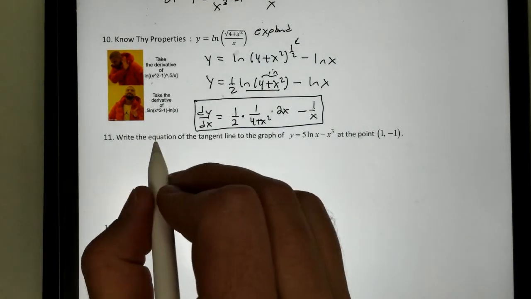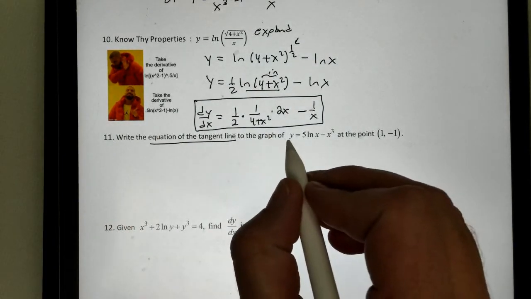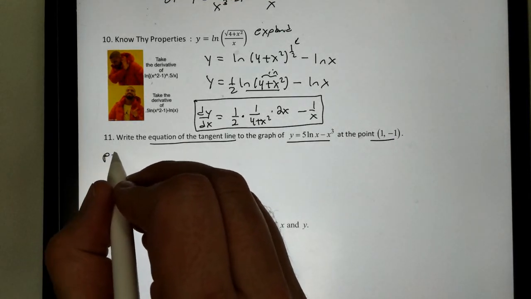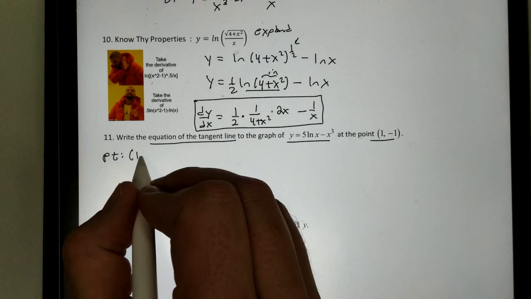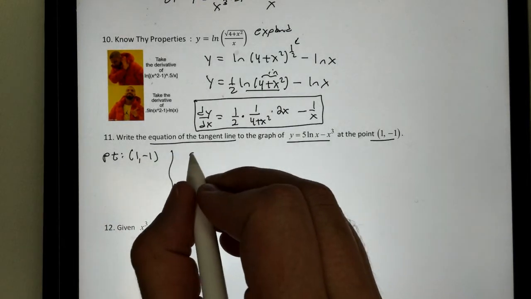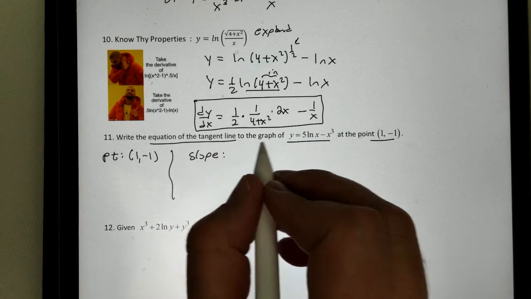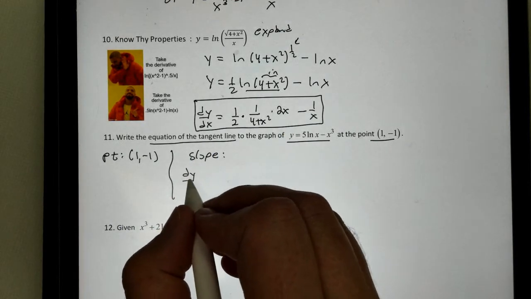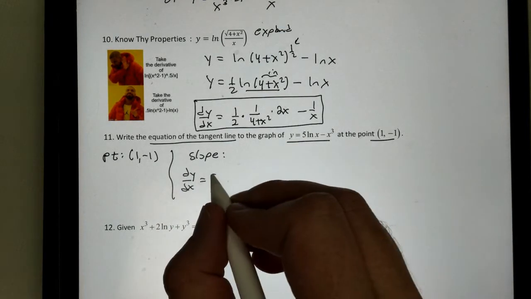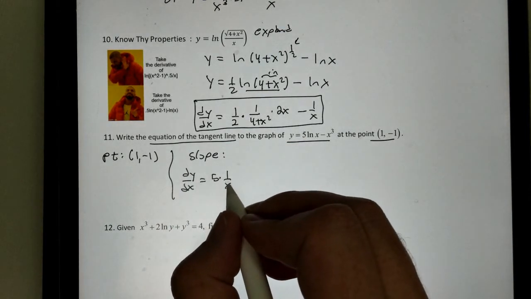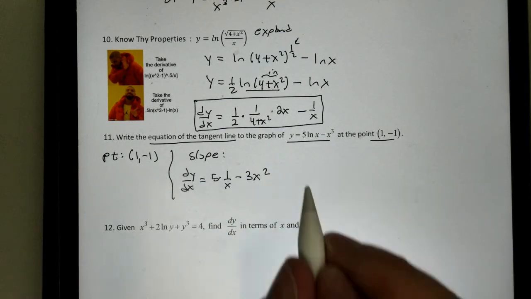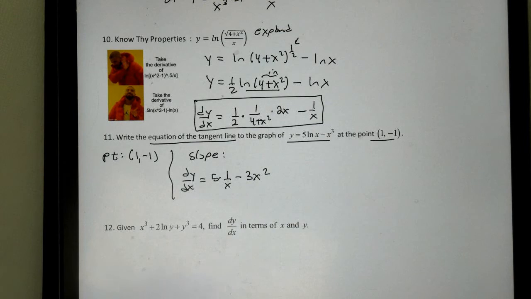Let's take a look at example number 11. We want to write the equation of the tangent line of this graph at this point. When we write the equation of a tangent line, the first thing we need is a point, and we're given 1, negative 1. Next, we need the slope of the line. For that, we need the derivative. dy dx is the derivative, 5 times 1 over x minus 3x squared. It's nice not doing related rates right now, I know.